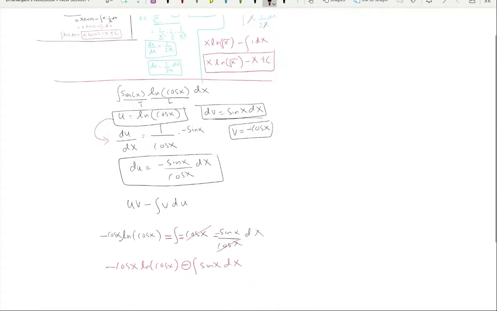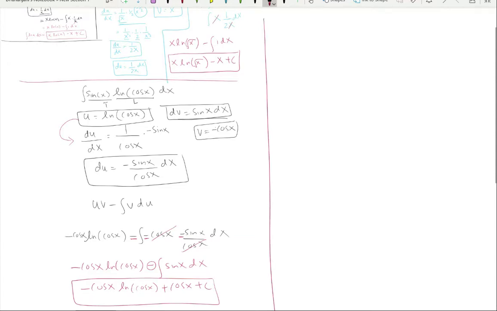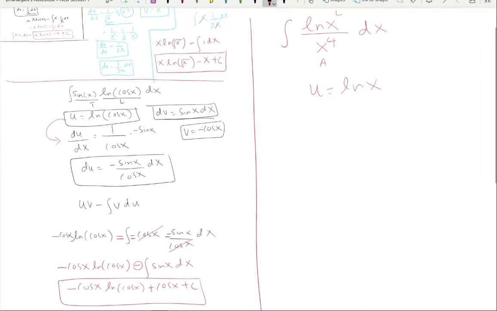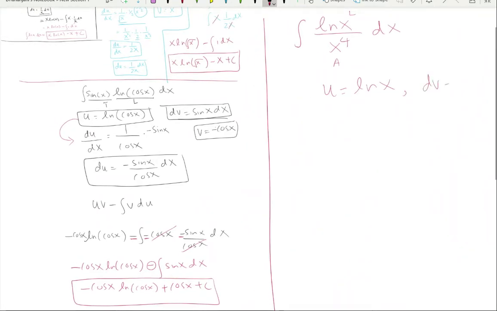All right, so let me do another type of problem, which shouldn't be hard, but it is a little bit different. Natural log x over x to the 4 dx. Now we have two functions. Yes, we have 1 over x to the 4, which is an algebraic function, and we have a logarithmic function, natural log x. So what is u? Well, u is the logarithmic function, and dv then is dx over x to the 4, everything else, right?